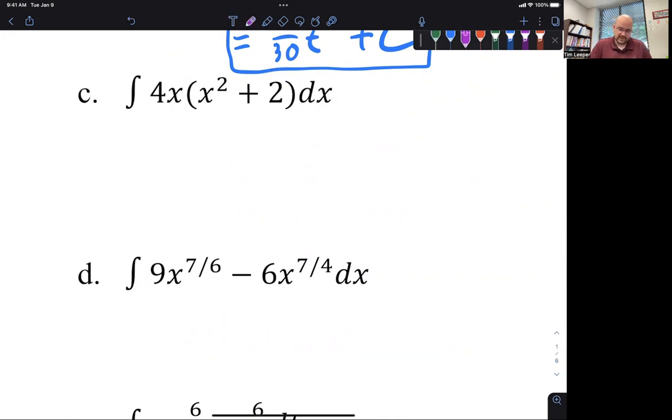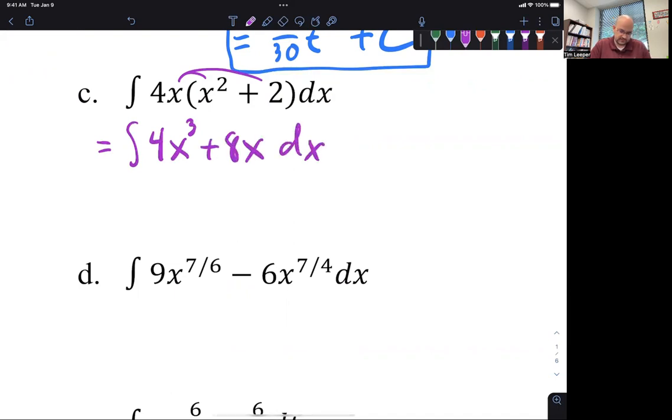But I don't have to, because now I can go ahead and distribute due to the exponent being a 1 here. So this is going to give me the integral of 4x times x squared is 4x cubed, and 4x times 2 is 8x dx. So let's find the antiderivatives of these. The antiderivative of 4x cubed. Well, first of all, add 1 to the exponent, makes that 4, and divide the coefficient by that exponent. So 4 divided by 4 is 1, so I don't need the coefficient.